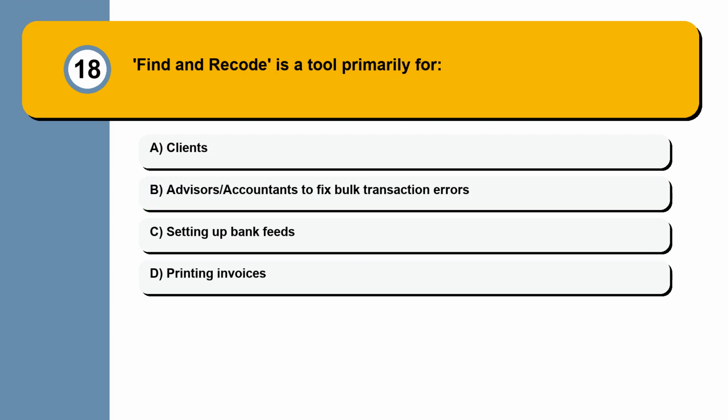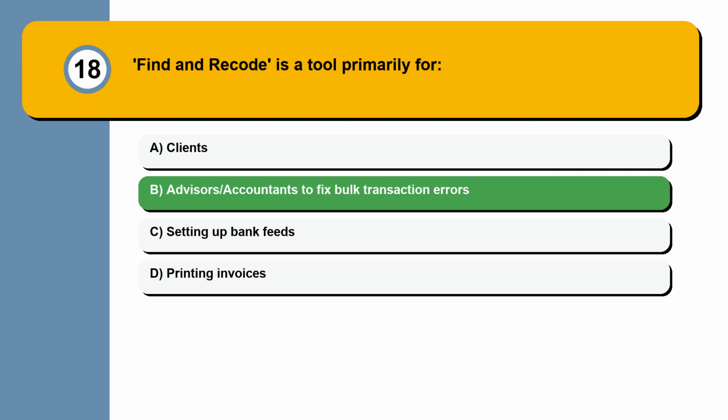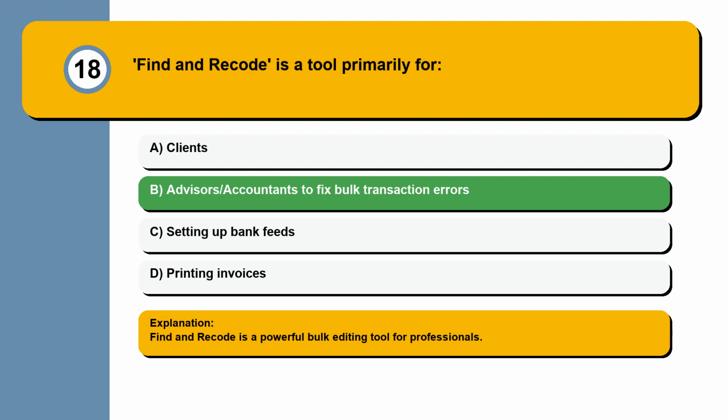Question 18. Find and Recode is a tool primarily for clients, advisors/accountants to fix bulk transaction errors, setting up bank feeds, printing invoices. Find and Recode is a powerful bulk editing tool for professionals.